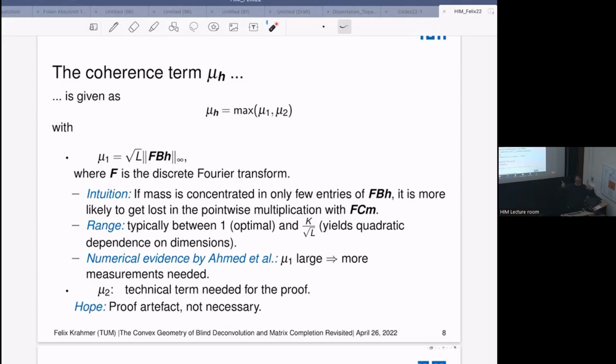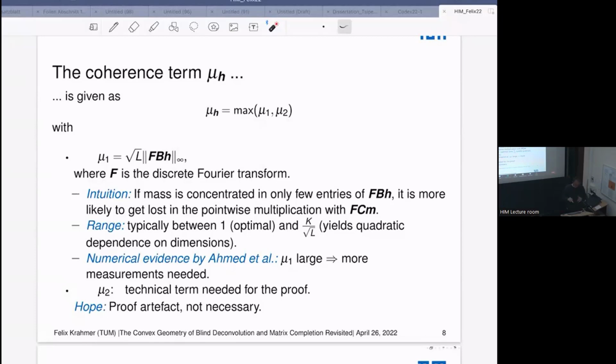And a convolution is nothing but a pointwise multiplication in the Fourier domain. So if one of the vectors has entries that are very small, the information contained in the other vector in those particular entries is also getting lost. If that happens for a number of entries, that's bad, and information can get lost and cannot be recovered. This is why we want to prevent this using this condition. And indeed, in this paper by Ahmed and co-authors, they did numerical experiments and showed that if this mu1 constant is large, more measurements are needed.